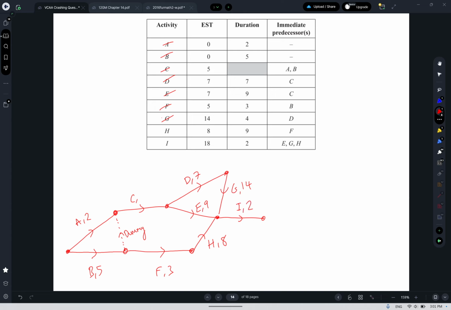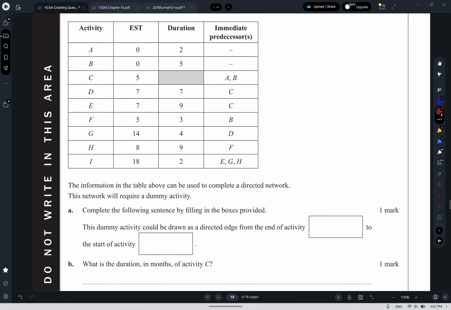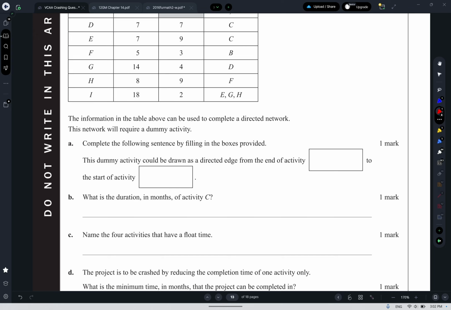So just quick double check. A has a duration of 2, B is 5, F is 3, D is 7, E is 9, G is 4, H is 9, so I've stuffed that one up, H is meant to be 9. Always good to check. I is 2, okay. The first question was where does the dummy go, so it goes from the end of B to the start of C, the end of activity B to the start of activity C.